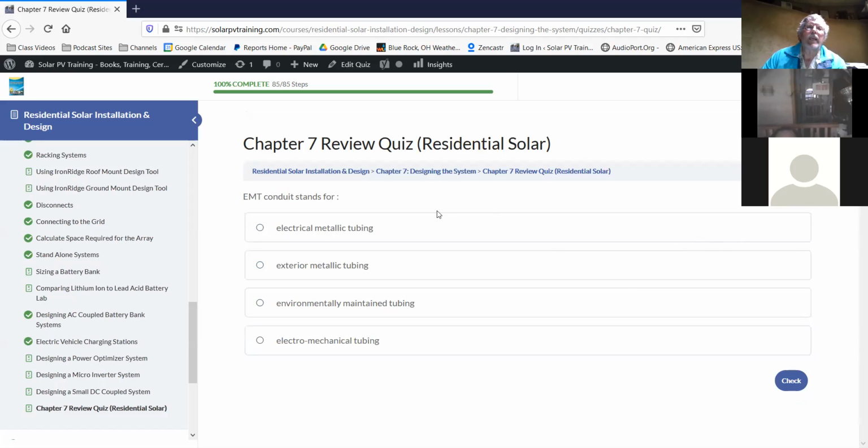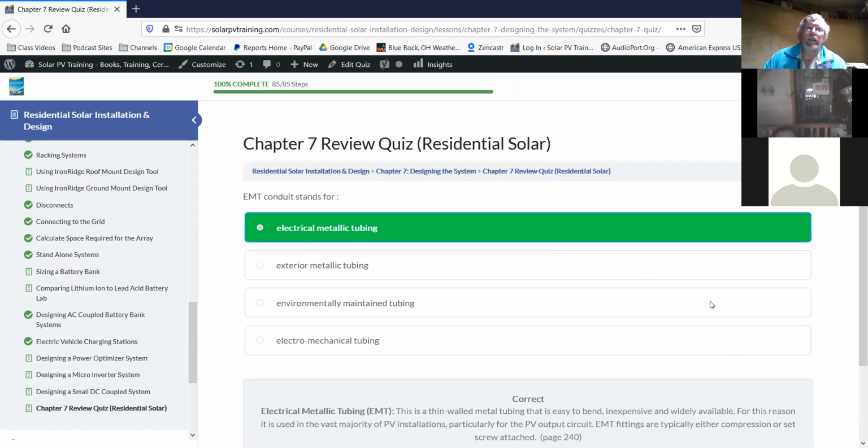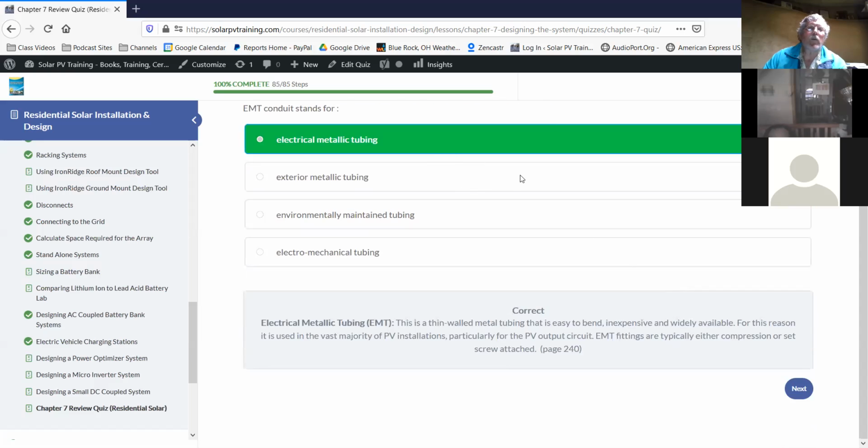All right, EMT conduit stands for electrical metallic tubing, just something to remember. We use EMT quite a lot in solar. In fact, all DC wire within a building must be contained within metal conduit, which is a strange requirement to my way of thinking. And John, as an electrician, you might know better why.